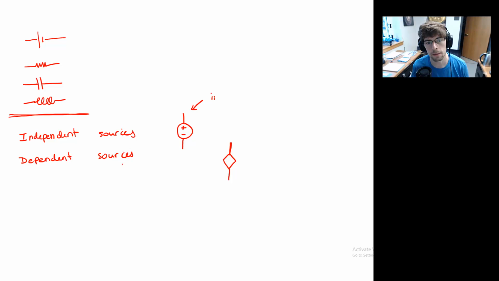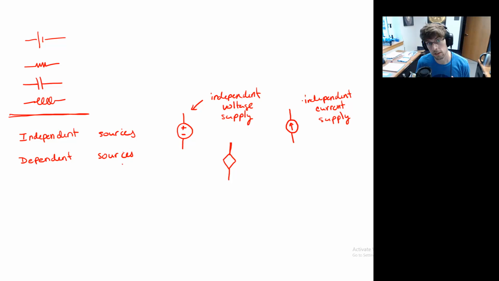This would be an independent voltage supply. Conversely, if we wanted an independent current supply, independent, so we use a circle, and then current, rather than using the plus minus, we use an arrow. So this would be an independent current supply. And again, notice the direction of the arrow is giving you the direction that the current is flowing. Similarly, the plus minus gives you which side is the high potential side and the low potential side.